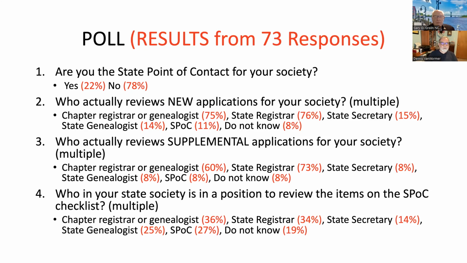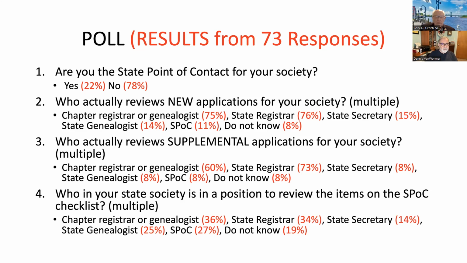We asked who actually reviews the new applications for your society, and it could be, and usually is, several. You can see chapter genealogist, registrar, and state registrar are the key points. Next question, the same question for who reviews supplemental applications. Here there are fewer chapter registrar genealogists, about the same state registrar, and that does correspond with anecdotal information that says some of the supplemental applications do not receive as much review as the new ones.